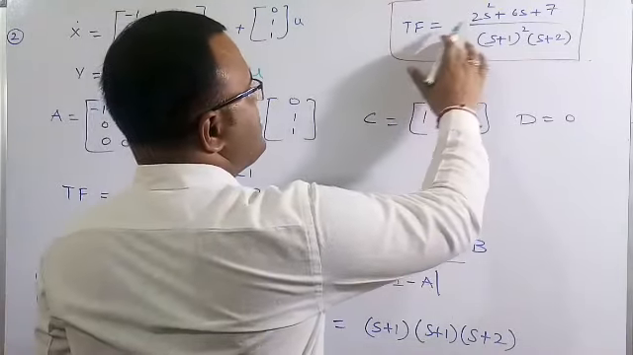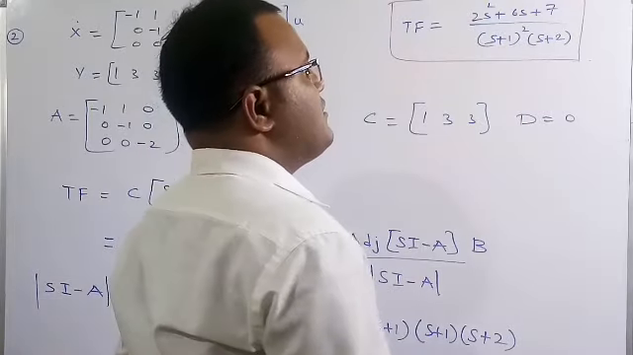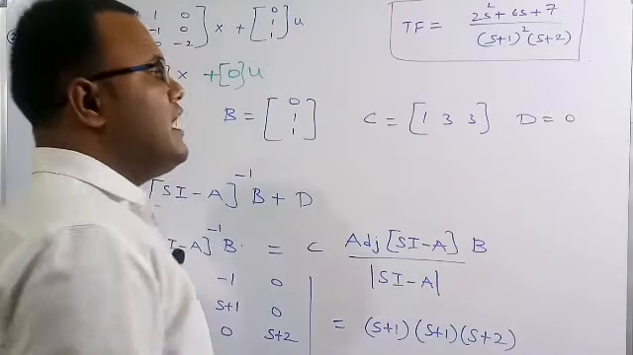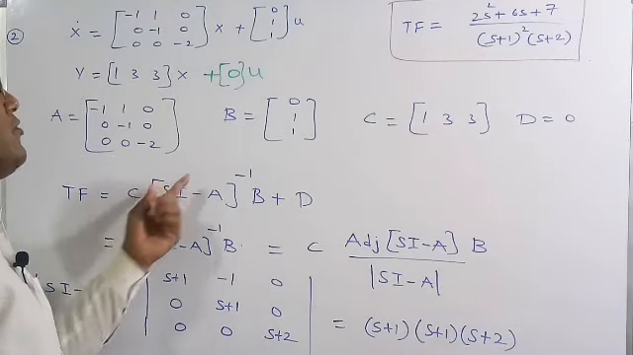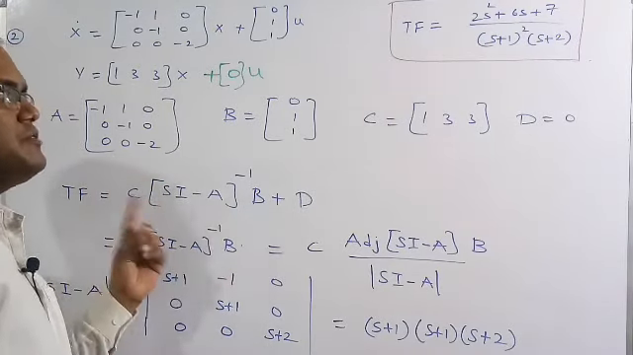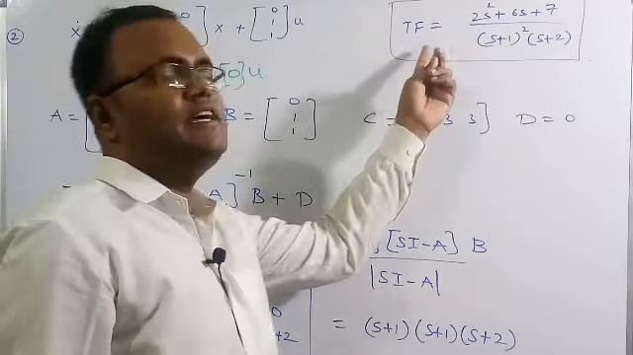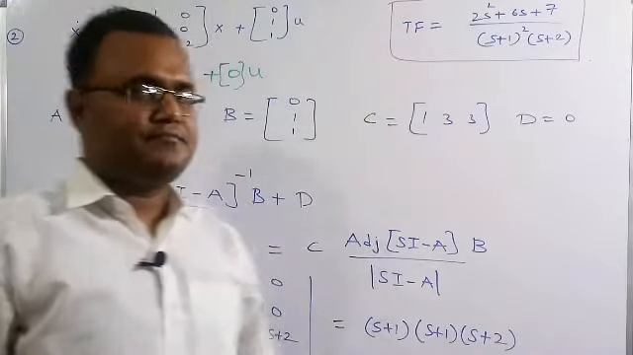The transfer function is equal to (s square plus 6s plus 7) by (s plus 1) whole square into (s plus 2). Suppose if you want to do the whole process, you can keep the values of c and b and then do the simplification, and then also you will finally get this as the required answer.